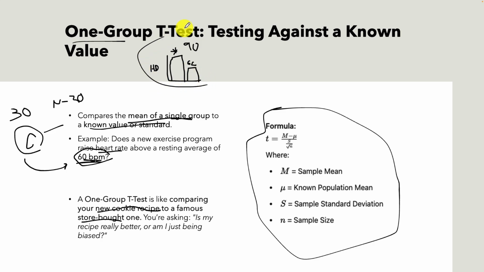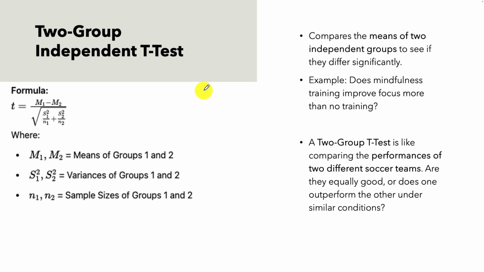So I can't just say, I think that exercise is going to increase heart rate to 90 beats per minute. I actually have to go in and do the research and collect the data, and I'll do a hard and fast one group t-test. I'll compare it to a standard, and I'll say, well, yeah, it does in fact raise the heartbeat above 60 beats per minute. So that would be a one group t-test.